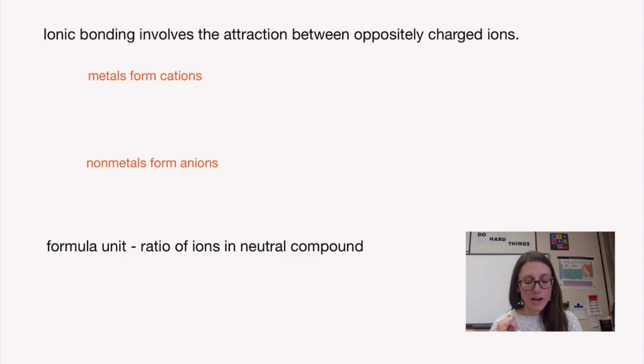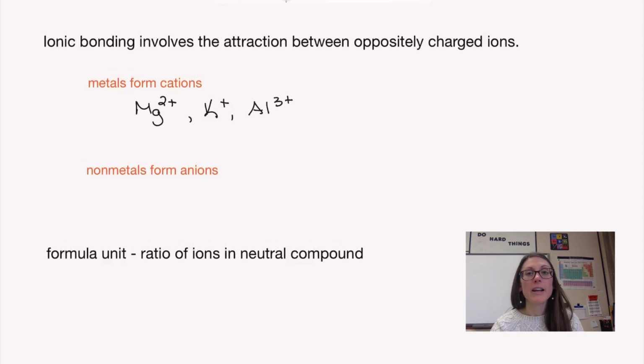When we're talking about ionic bonding, what's happening is that we are having oppositely charged ions that result from either the gain of electrons or the loss of electrons in that valence shell. And those oppositely charged ions are going to be attracted to one another. The metals on the left side of the periodic table will form cations. These have only the beginnings of their valence shell filled, and so they'll lose their electrons. And examples of these would be things like magnesium +2, potassium with a +1 charge, aluminum with a +3 charge.